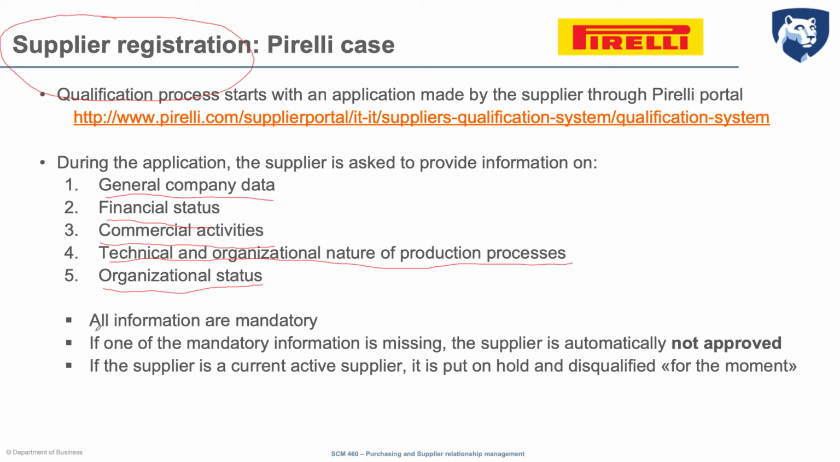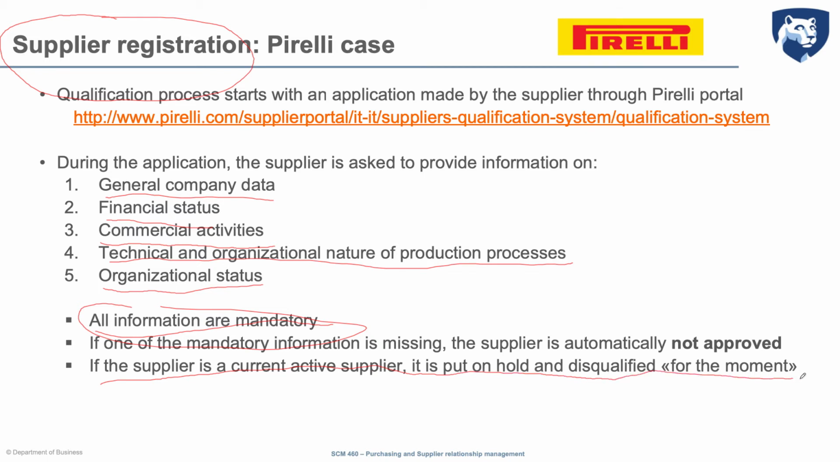Remember, all this information is mandatory, so if you miss one of them, this leads to an automatic exclusion from the Pirelli evaluation. In fact, if one of the mandatory pieces of information is missing, the supplier is automatically not approved. And if the supplier is a current active supplier, it is put on hold and disqualified for the moment.